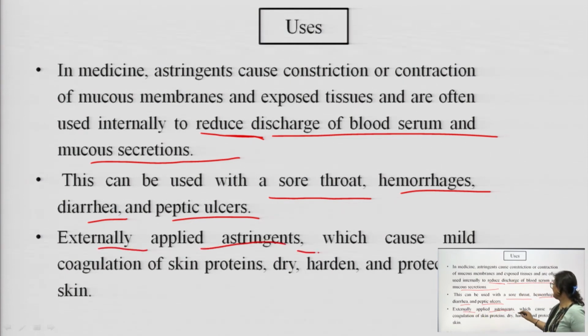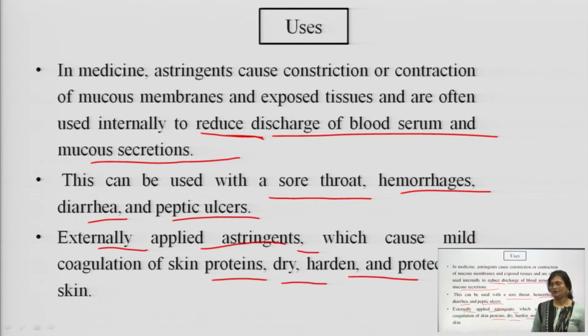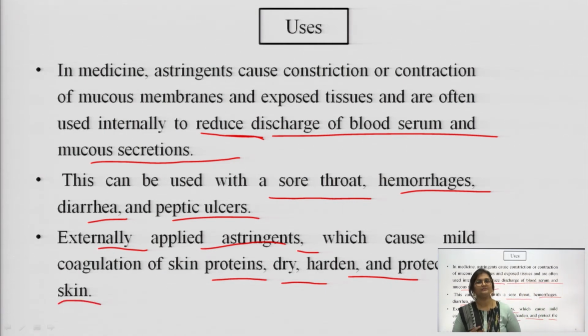Next, externally applied astringents cause mild coagulation of skin proteins. They cause dryness, and harden and protect the skin. Clear, all of you? If applied externally, astringents lead to coagulation of skin proteins, drying and hardening of the skin. These are the other uses of astringents.